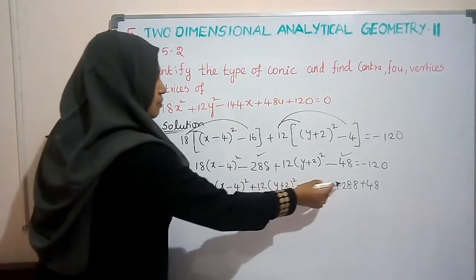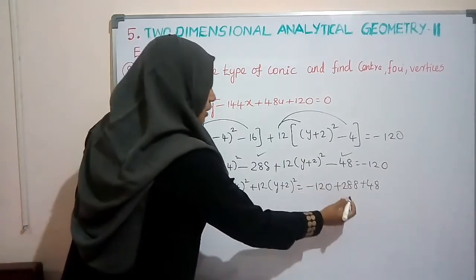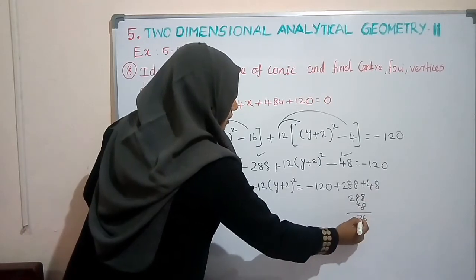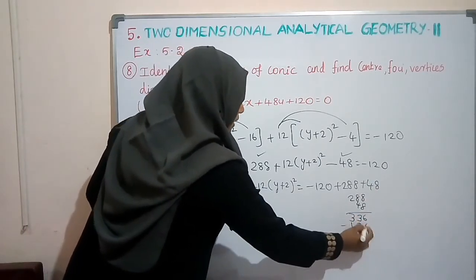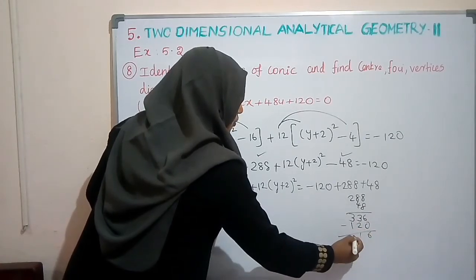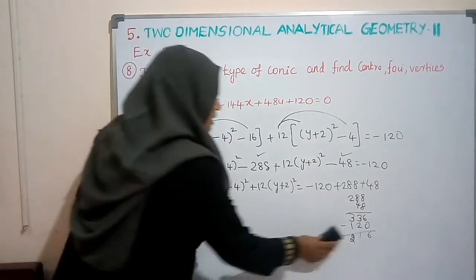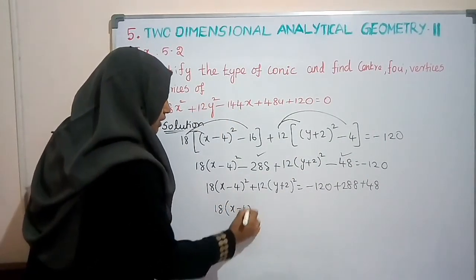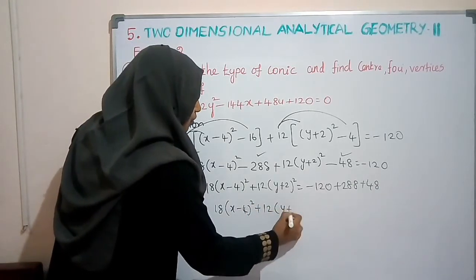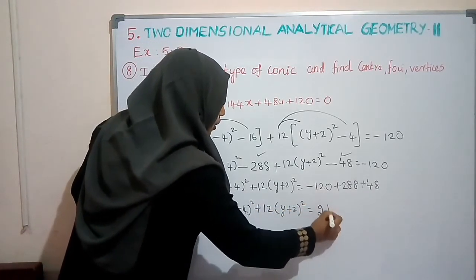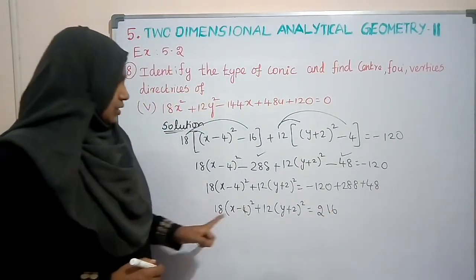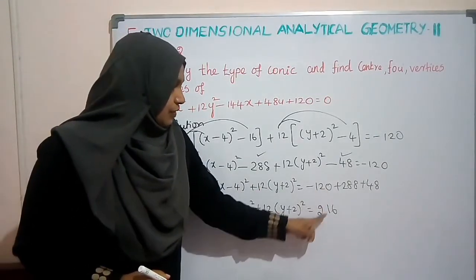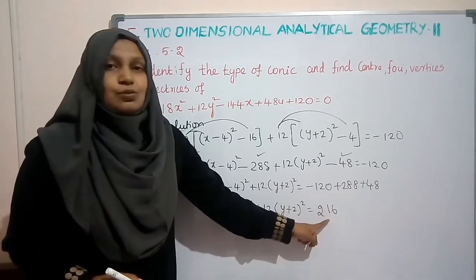Now after simplifying this term we are getting, see, 288 plus 48, it is 336, again minus 120 is 216. We are getting 216 as constant on the right side. So once again we can write 18 into x minus 4 the whole square plus 12 into y plus 2 the whole square is equal to 216. Okay. See, bring all the constant terms to the right side. After simplifying the right side, we are getting the constant 216.